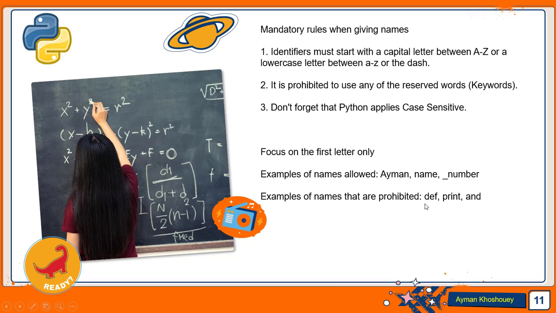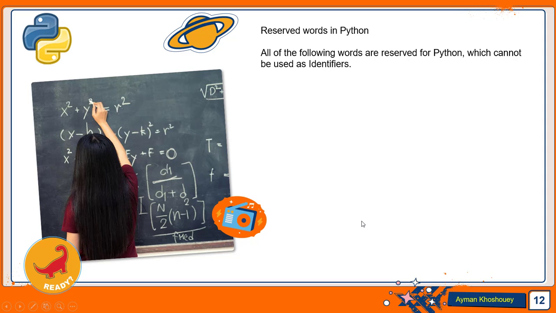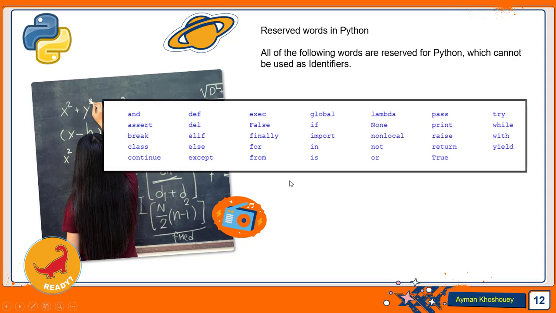You can't use the words def, print, and so on, because they are reserved words in the language. As we see, this is the list of the reserved words. It is a small list, not big. You should avoid these words because it will give you errors if you use them as a variable name, a class name, or a function name.